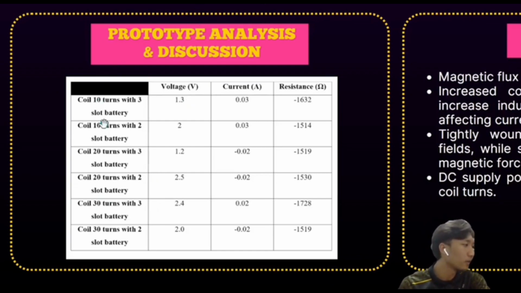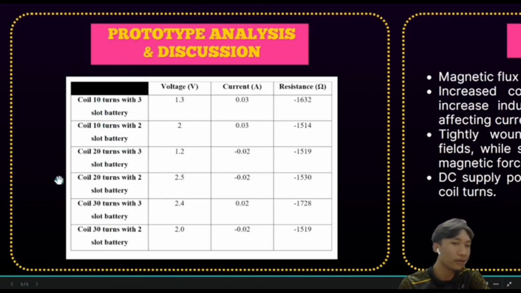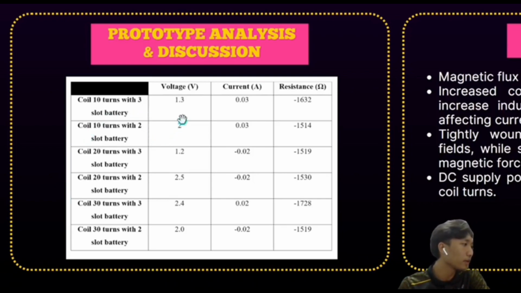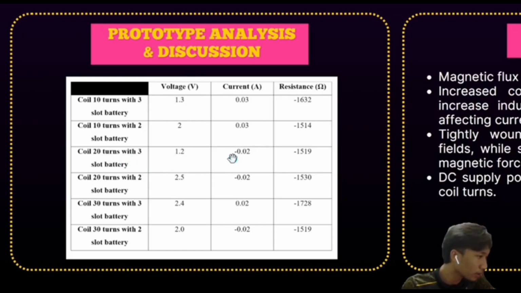Okay, based on the prototype that has been made, I managed to get the voltage like this. It has different types of voltage because it is affected by the value of the DC supply, also the number of turns, and also the resistance in the wire. Then we have different types of current and also different types of resistance. Okay, we can take a look at the coil with 20 turns with 3 slot battery. We got negative 0.02 current and also negative resistance.